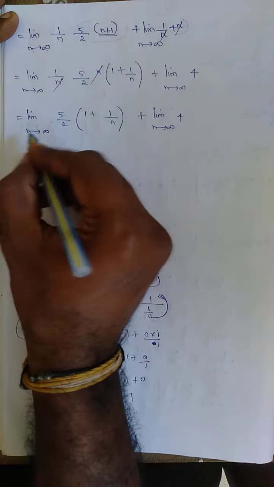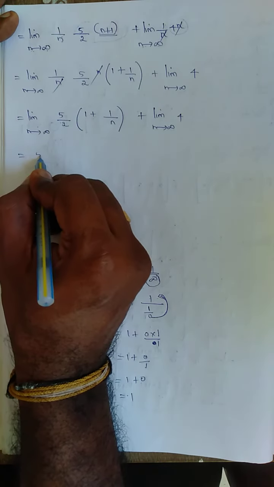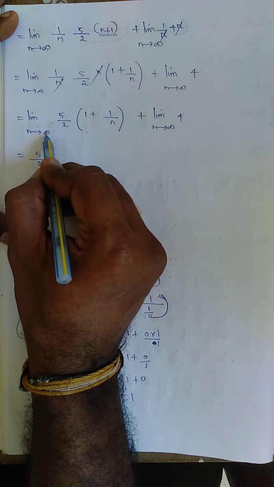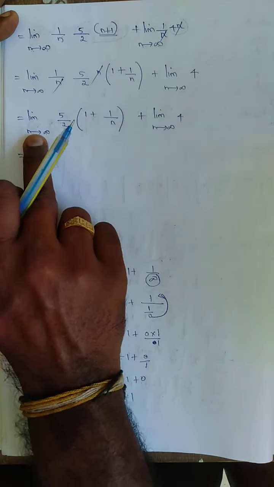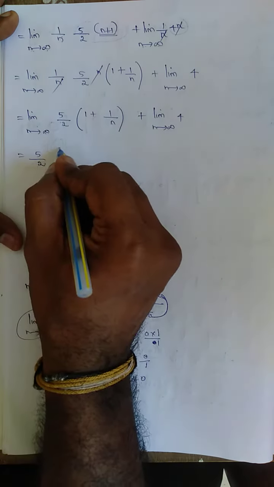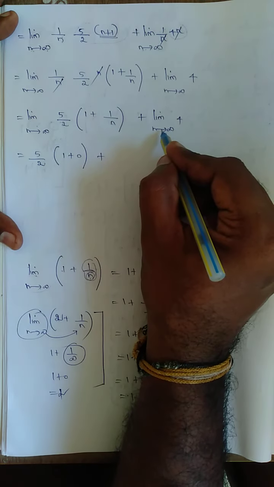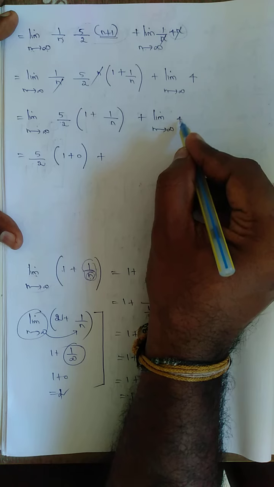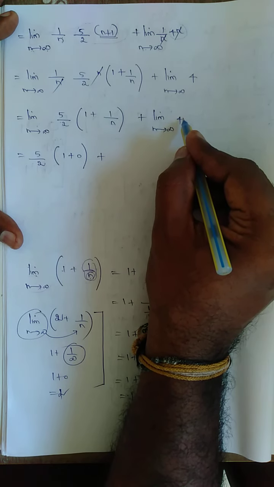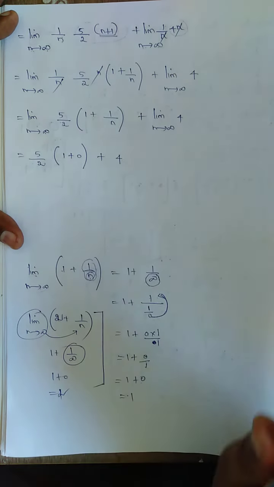Okay, so I am going to apply the limit here. 5 by 2, as it is. I am going to apply infinity here. Once I apply infinity, I can remove this limit. So 1 plus 1 by infinity I can write as 0, plus there is no n value at all. If there is n, I can apply infinity, but there is no n value at all, so write it as it is, 4.